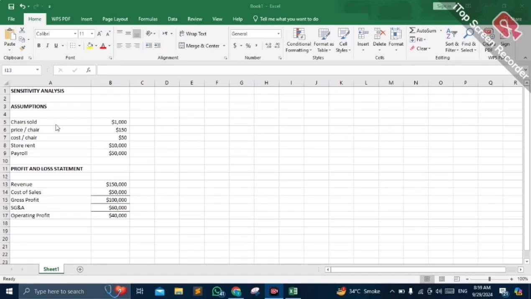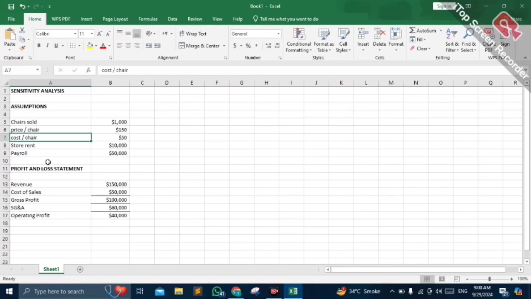First of all, we're going to identify the variables. For example, in this case, we have a shop where we're going to sell our furniture. These are the variables which are going to affect our model or our investment. The variables include chairs sold, meaning how many chairs are sold, the price per chair, which is $150, and the cost per chair, which is $50. So basically, the variables include cost, revenue, prices, and interest rate.